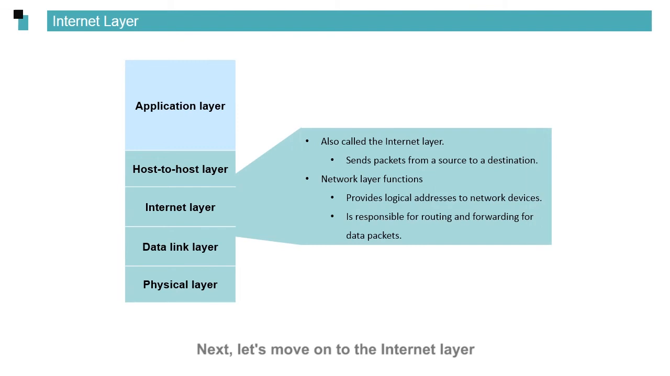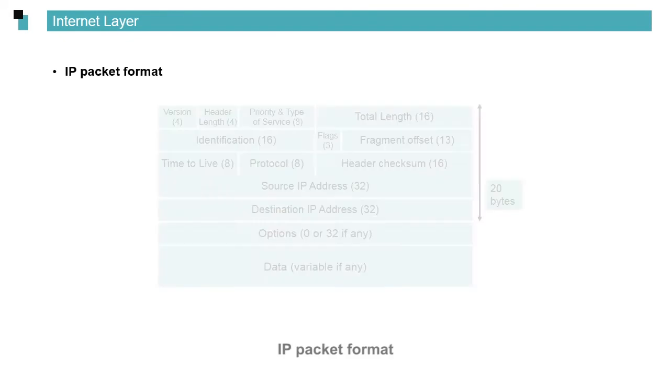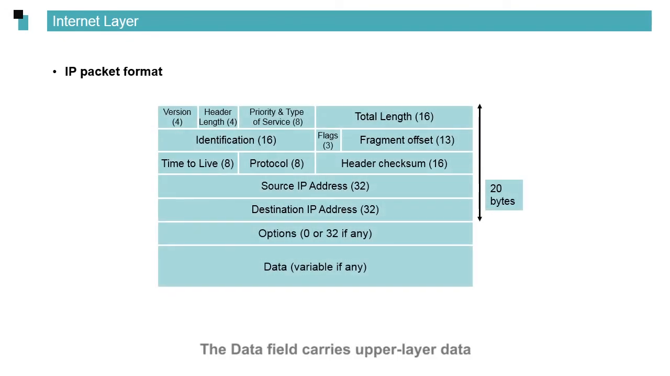Next, let's move on to the Internet layer. The Internet layer provides various functions. This slide describes some of them. IP packet format. The data field carries upper layer data. The other parts belong to the IP header. In the following example, IPv4 is used.